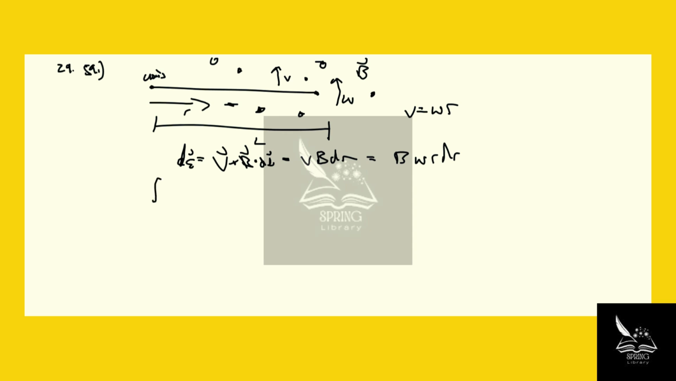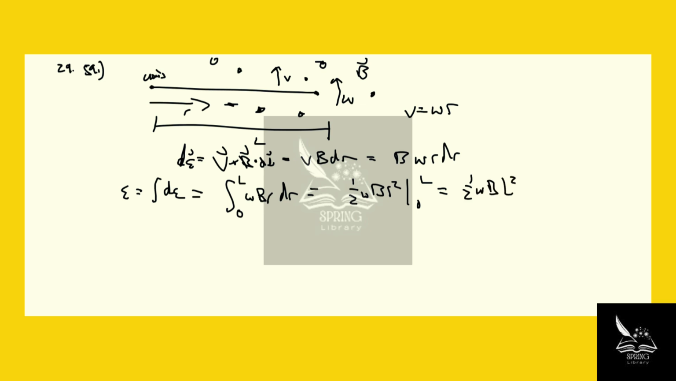Cool. So now if we're looking for the total EMF, we integrate the differential, which is the same as integrating with respect to R from 0 to L over the whole distance of the rod, omega times B times R dr. If we integrate this, we get 1/2 omega B R squared evaluated from 0 to L, and that becomes 1/2 omega B L squared.